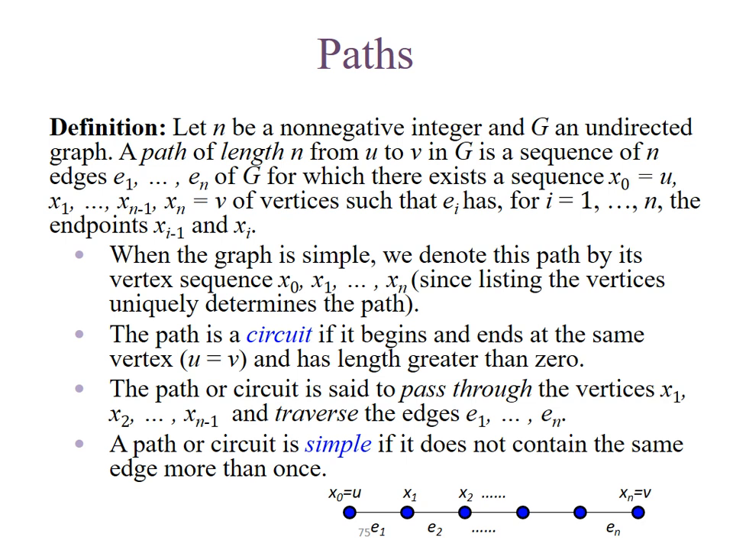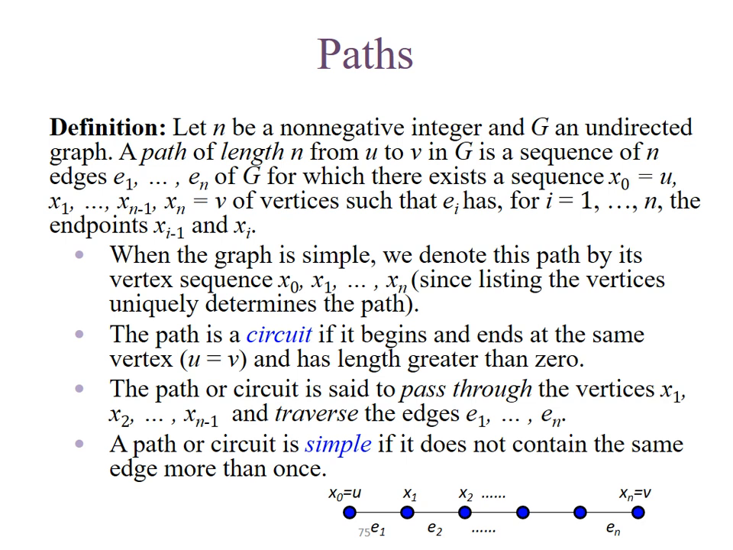Okay, so we define paths: if we have a simple graph, the path is denoted by its vertex sequence x1 to xn. We do not use the edges to denote the path. Instead, we use vertices x0, x1 to xn. And then we call the path a circuit if we have the same start and end vertex. For example, we start from u and travel along the path and back to the vertex u. Then we call this path a circuit.